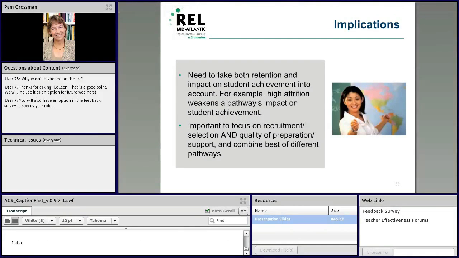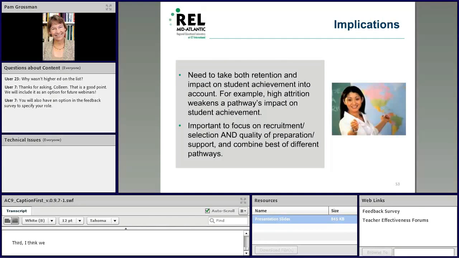I also think it's important to take both retention and impact on student achievement into account. There's a lot of emphasis right now on student achievement and the outcomes of teacher education programs, and building that into accountability measures for teacher education programs. At the same time, I think we need to attend to the retention issue, because as we've seen from our own studies, high attrition weakens a pathway's impact on student achievement over time. So as we think about holding teacher education programs accountable, we need to think about both of those issues, the impact on student achievement and the impact on retention, as we combine the two.